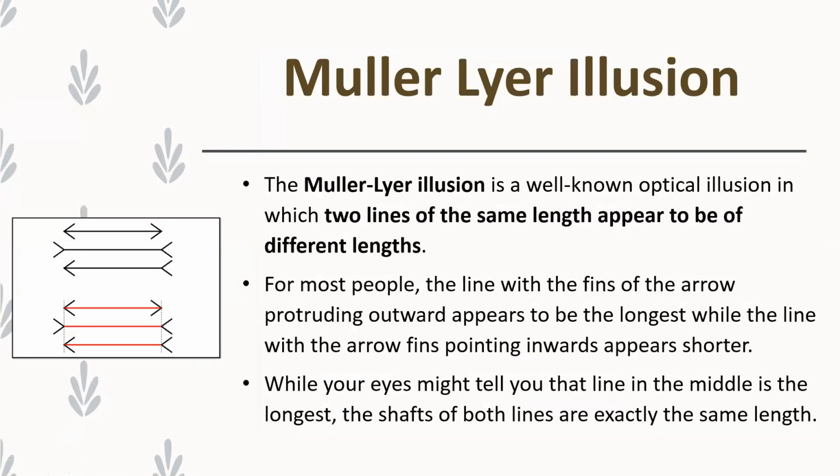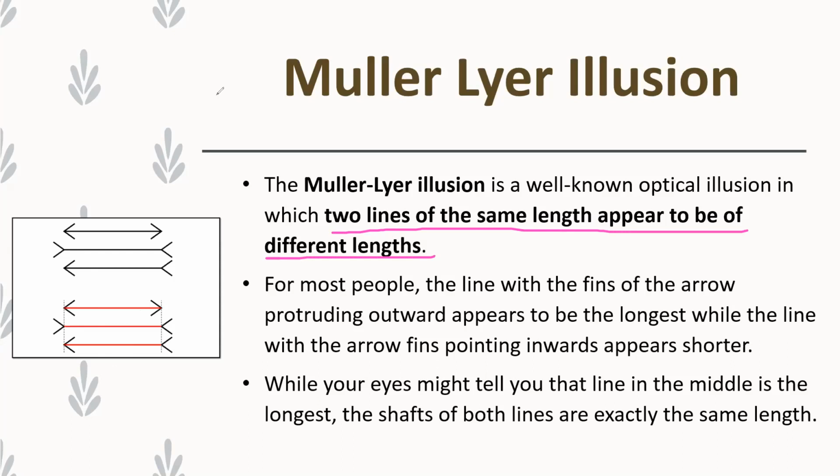really tricks people consistently. So first of all, the definition: the Mueller-Lyer illusion is a well-known optical illusion in which 2 lines of the same length appear to be of different lengths. Essentially, they're all the same length, but one of the lines appears to be longer.